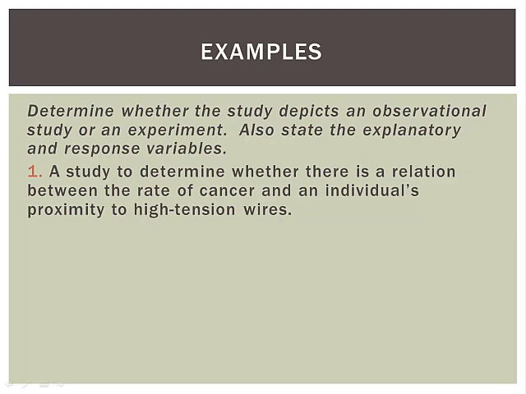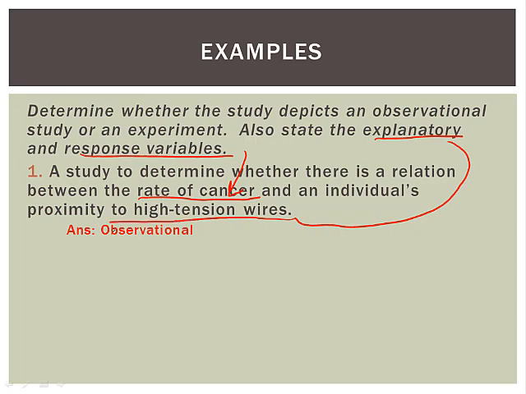Okay, welcome back. This is an observational study, right? Because, I mean, what would make this an experiment? That could be certainly a good follow-up question, right? An experiment would be you take a random group of people and you assign one group to live near high tension wires and the other group to not live near high tension wires, and then measure the cancer rate. And by the way, the response variable here is the rate of cancer, and the explanatory variable is the proximity to high tension wires. Okay.